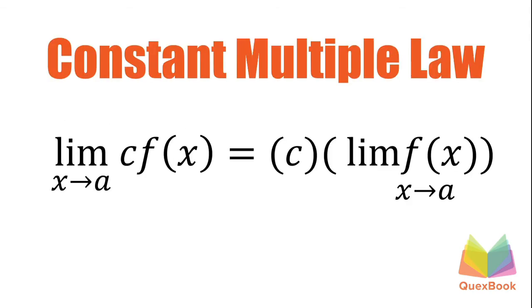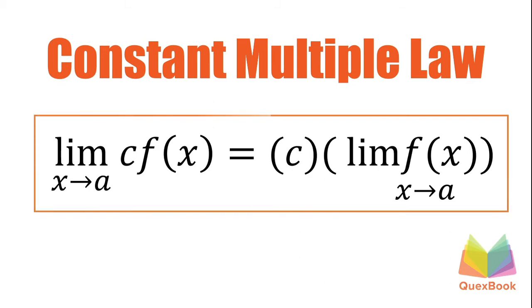Next, we have the constant multiple law. And it states that if your function has a coefficient, you can take the limit of the function first and then multiply the coefficient after. But again, given that the limit for this term exists. So let's have our first example.